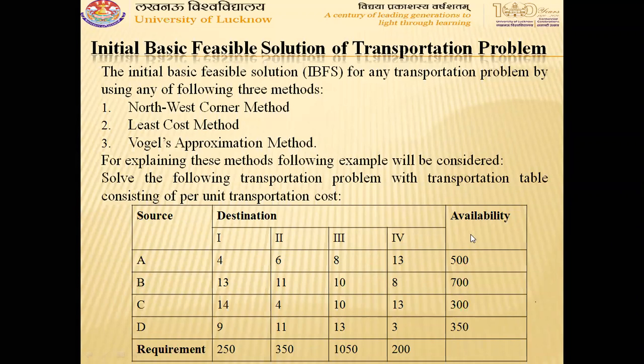The availability at source A is 500, at source B is 700, at source C is 300, and at source D is 350. Similarly, the requirement at the first destination is 250, at destination 2 is 350, at destination 3 is 1050, and at destination 4 is 200. Now we have to obtain its initial basic feasible solution.